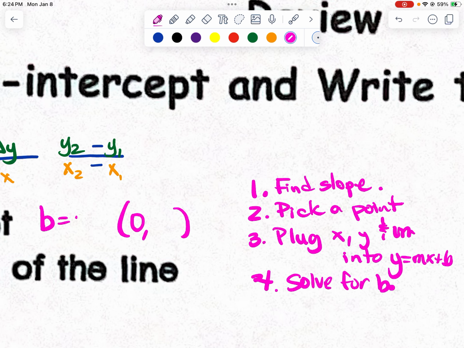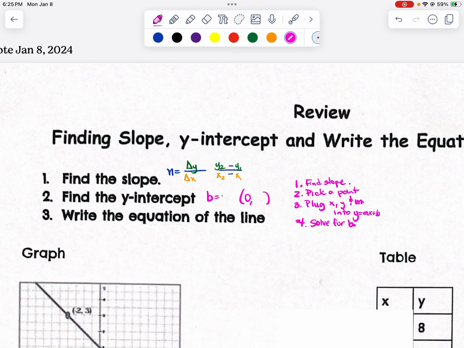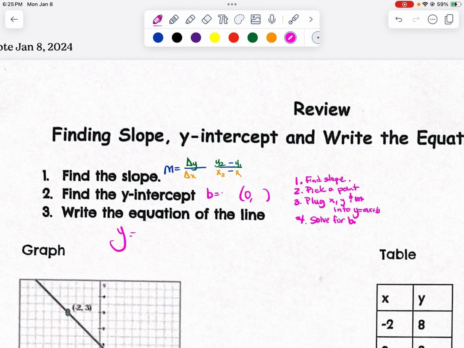There we go. Then, writing the equation of the line, you just plug it into y equals mx plus b. You plug in the m, you plug in the b.